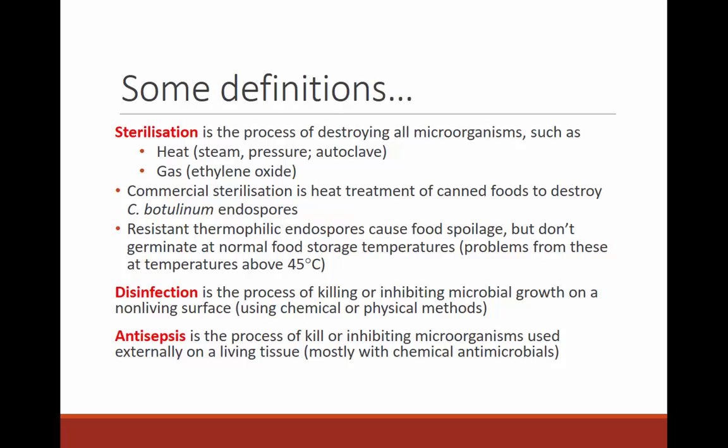So heat, and that can be steam with pressure, such as an autoclave, where you get steam at 121 degrees Celsius with pressure, and that for a certain amount of time, and then that will give you sterilization. And we'll talk about some of the checks on that as well. Gas can also be used, certain types of gas can be used for sterilization, such as ethylene oxide.